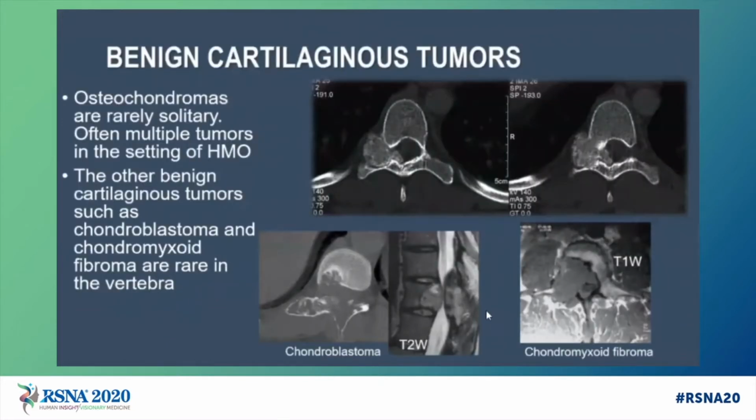Benign cartilaginous tumors, osteochondromas, are rarely solitary when they're in the spine. They're often part of multiple tumors in hereditary multiple exostoses. Our criterion is the same for diagnosis, corticomedullary continuity, as demonstrated here. This is a large lesion obscuring the neural foramina. The other benign cartilaginous tumors are exceedingly rare, chondroblastoma and chondromyxoid fibroma. They're very difficult to diagnose prospectively.